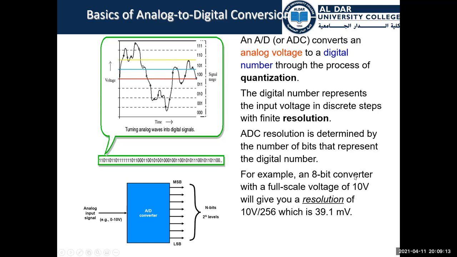For example, an 8-bit converter with a full-scale voltage of 10 volts will give a resolution of 10 volts over 256, which is 39 microvolts. The resolution can be calculated for the 3-bit converter by dividing the 10 volts by 2 to the power 3, which is 8. This gives the resolution of the 3-bit converter.